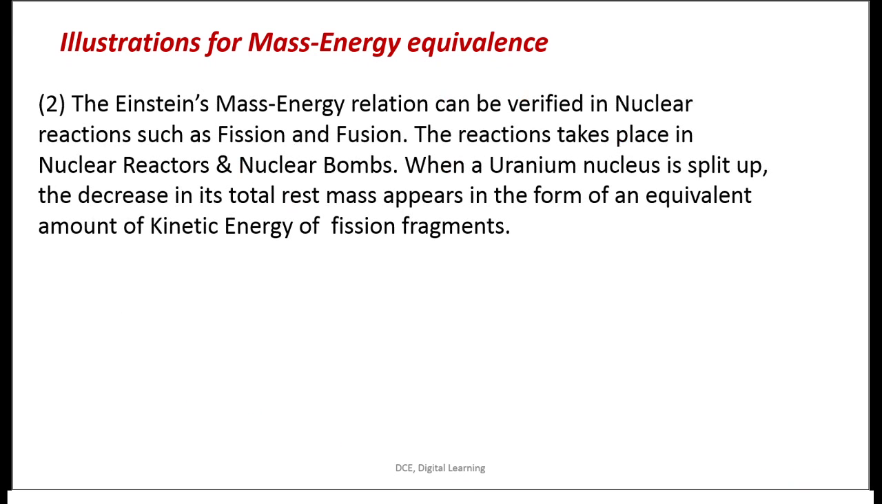The second example or illustration is that Einstein's mass energy relation can be verified in nuclear reactions such as fission and fusion processes. These reactions take place in nuclear reactors and nuclear bombs. When a uranium nucleus is split up, the decrease in its total rest mass appears in the form of an equivalent amount of kinetic energy of the fission fragments.